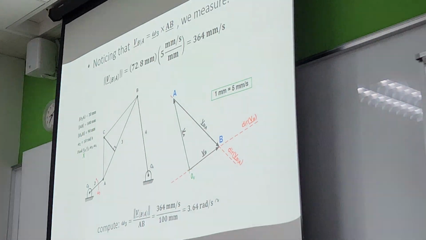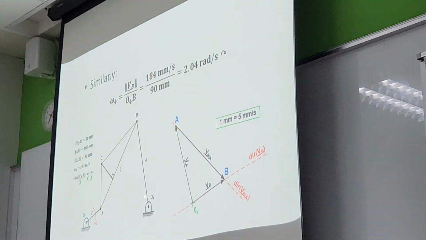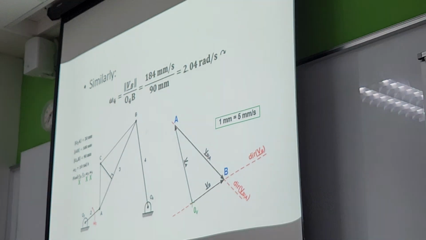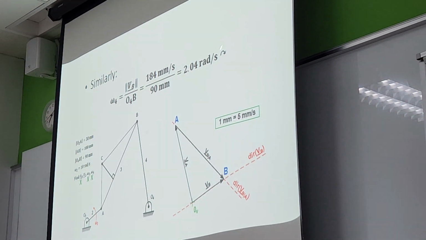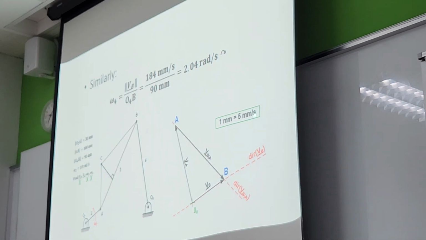Now we know all the velocities of A and B, so you can calculate the angular velocity of link 4: velocity B over the length of link 4. 90 mm is given, so you know the magnitude. Velocity B, as you can see, is upwards and positive. So imagine the link velocity as shown here, which means this link is rotating clockwise. Link 4 is also rotating clockwise, because the velocity vector is perpendicular to the link.